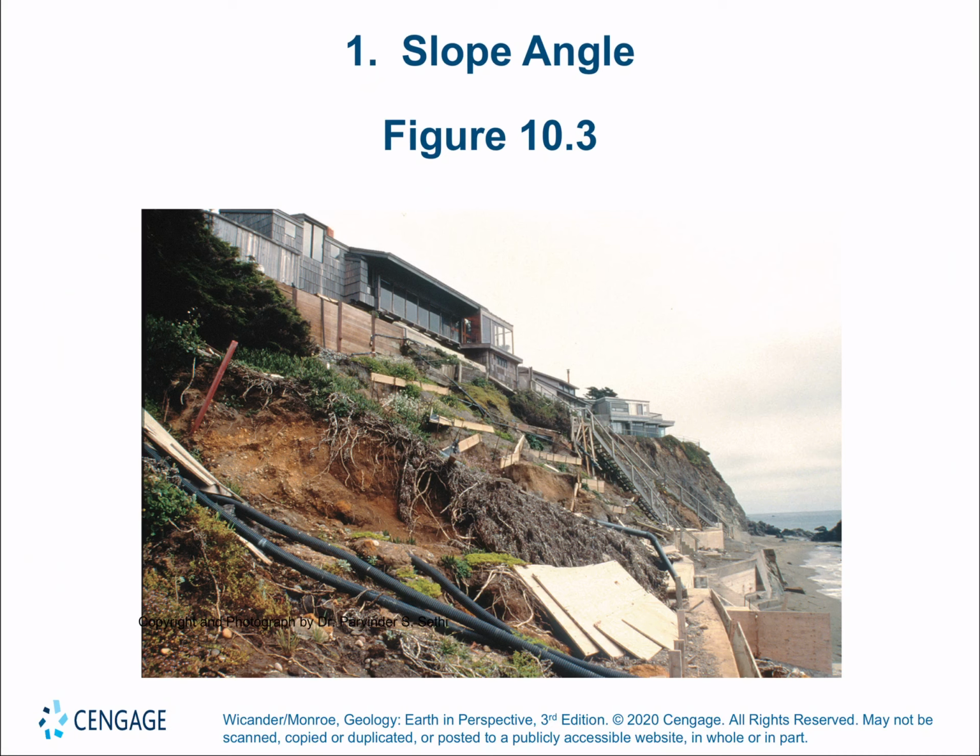In this picture, we're looking at a sea cliff in California, and it was undercut by waves. So you had the direct action of waves, and it's actually eroded away this cliff. This house, part of this house was over here, and it was washed away.